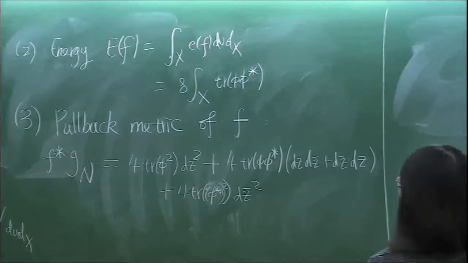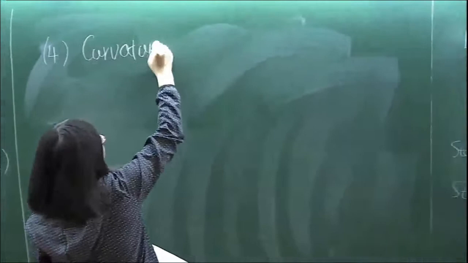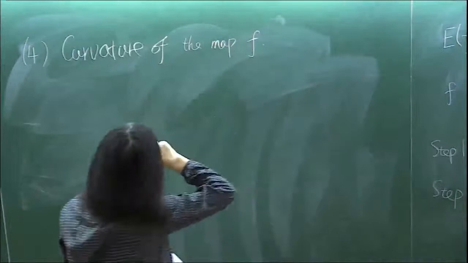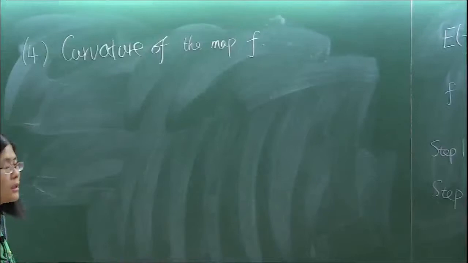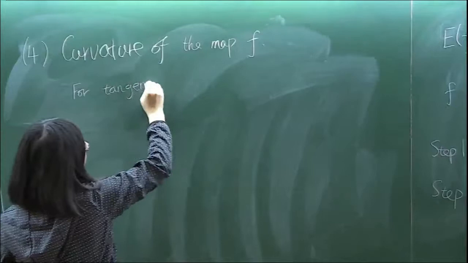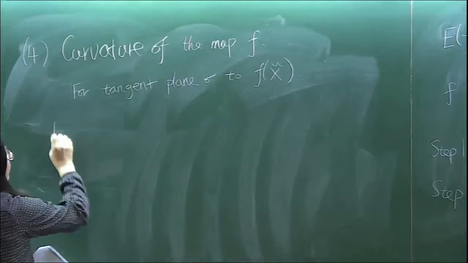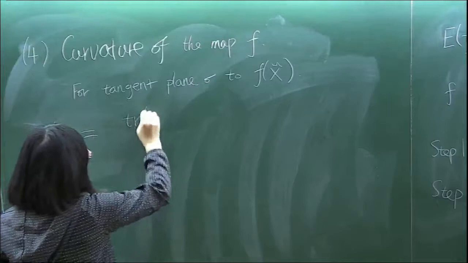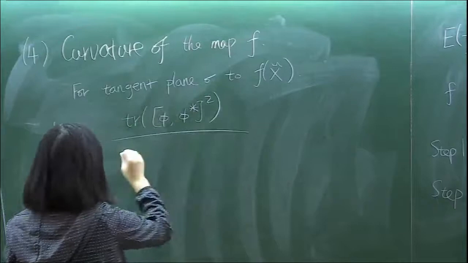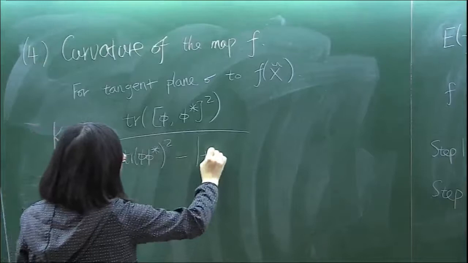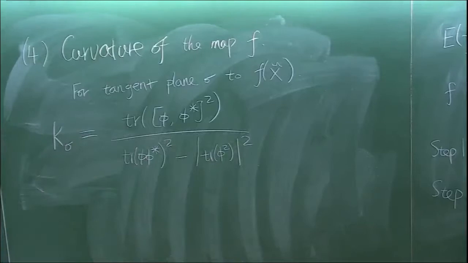Lastly, it is about the curvature of the harmonic map. I want to just give a formula and explain next time a little bit. So for the tangent plane sigma to F(x tilde), the curvature for this tangent plane is equal to trace of (phi phi star) squared over trace of (phi phi star) squared minus the norm square of trace of phi squared.